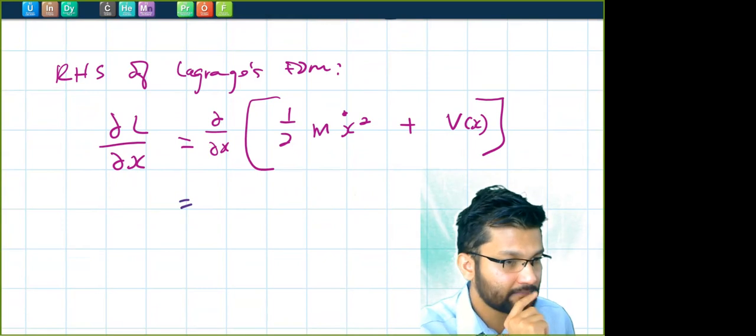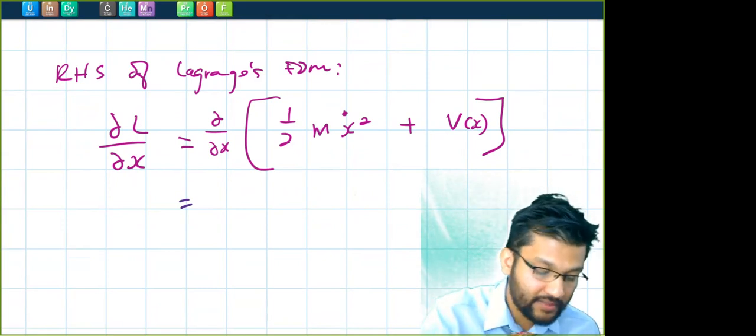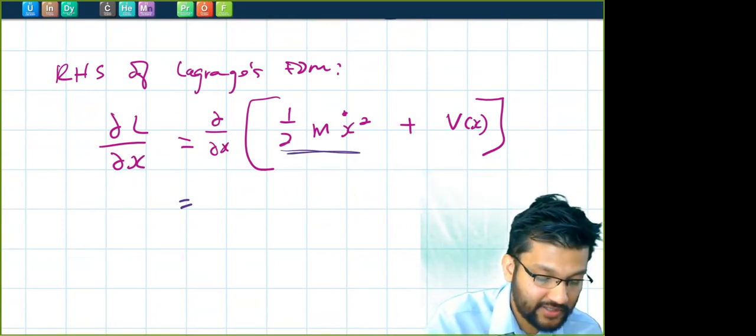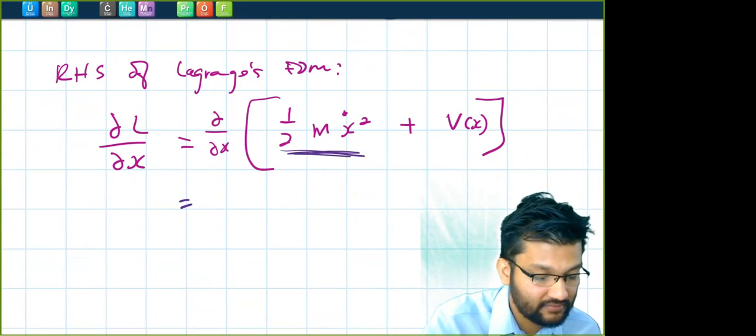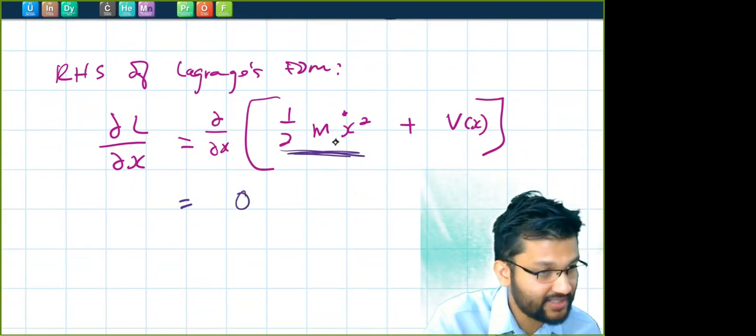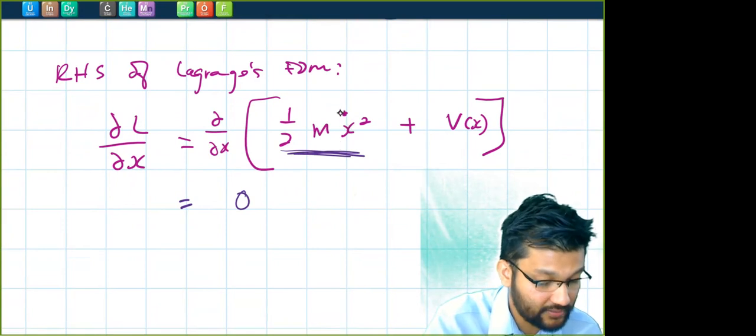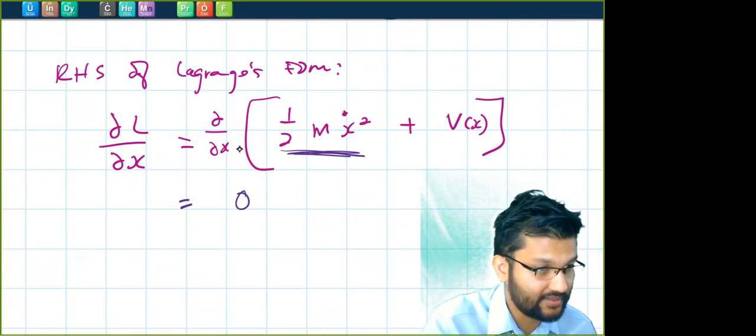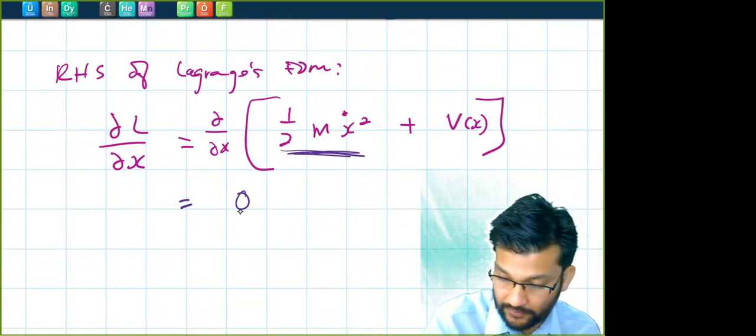Everybody with me? Okay. The derivative with respect to x of this first term here is 0 because it doesn't have x in it. It has x dot. X dot is not the same as x. So it goes to 0. Right?